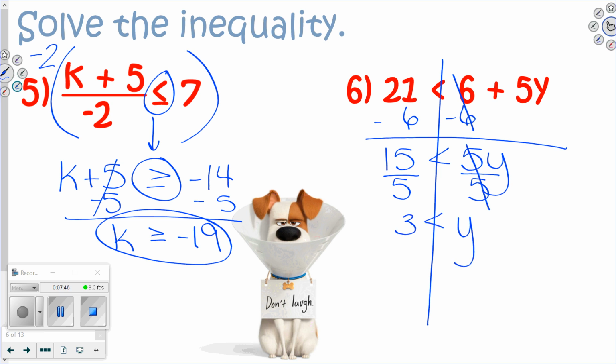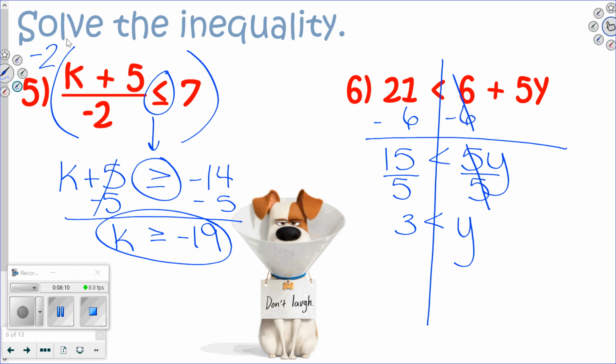That is 3. 3 is less than y. So what number would work for y? Anything under? 3 is less than y. So that's anything bigger than 3. Yes. If you multiply or divide by a negative, it flips.